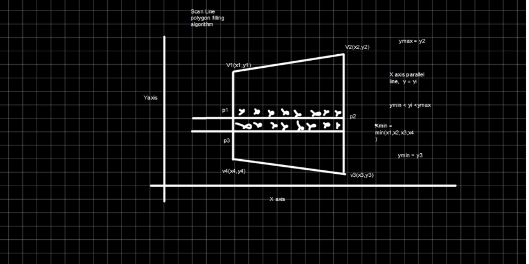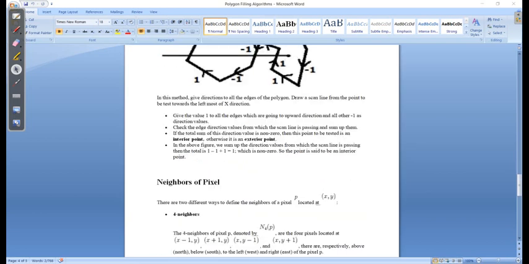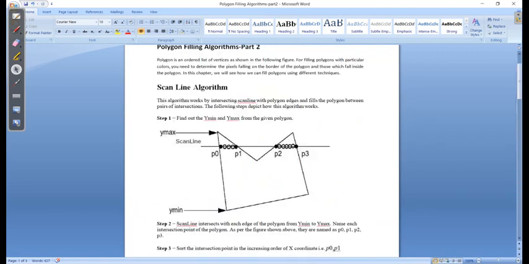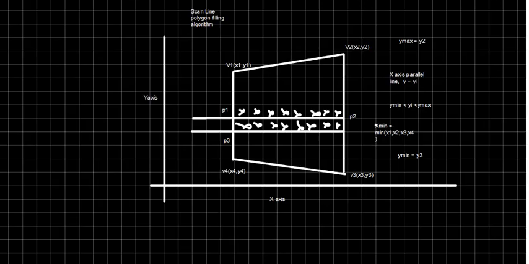So now let me go back to the algorithm. What is the algorithm saying? The algorithm looks something like this. This algorithm works by intersecting the scan line with polygon edges. If you can recall, we found the intersection of the scan line with polygon edges and filled the polygon between pairs of intersections. If we go back to our diagram, we have filled between the pair of points P1 and P2, and P3 and P4.